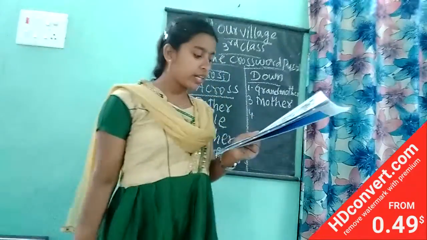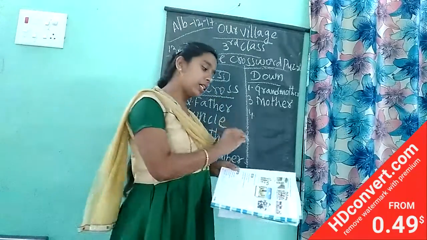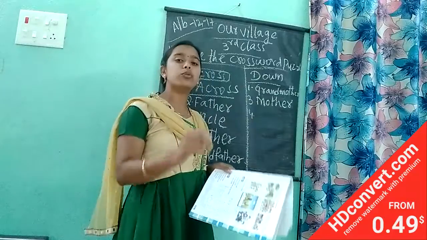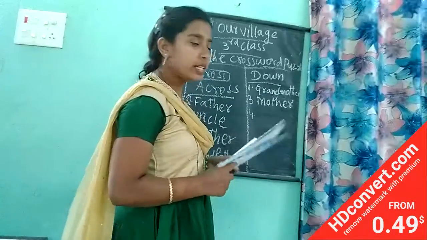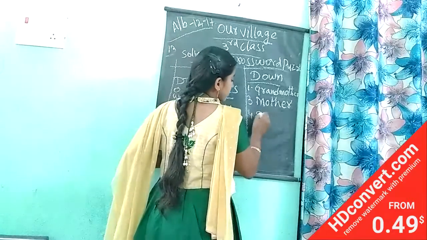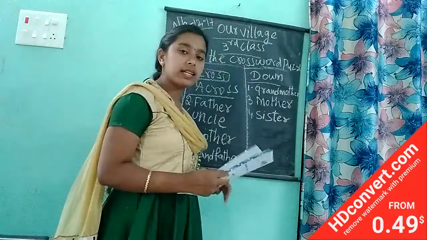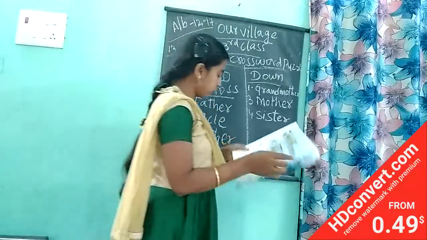A girl whose parents are your parents too. There is one girl and that girl has parents, and that girl's parents are also parents for you. So what is the relation between you and that girl? It is a sister. And next, after the fourth, the fifth one.